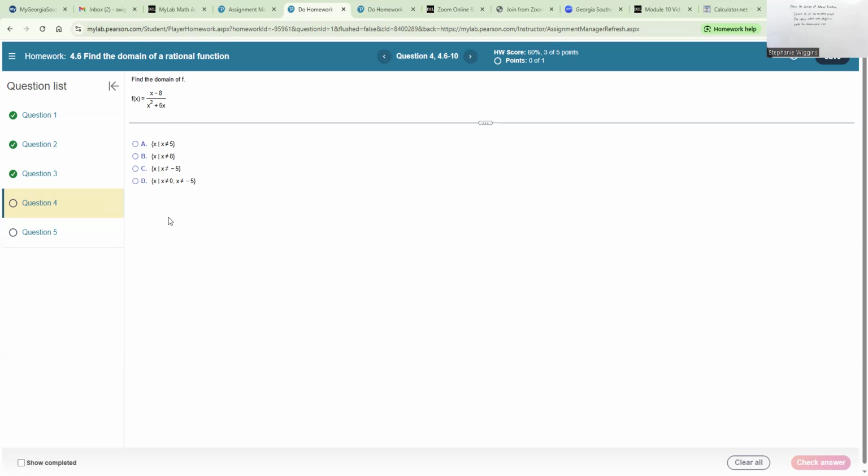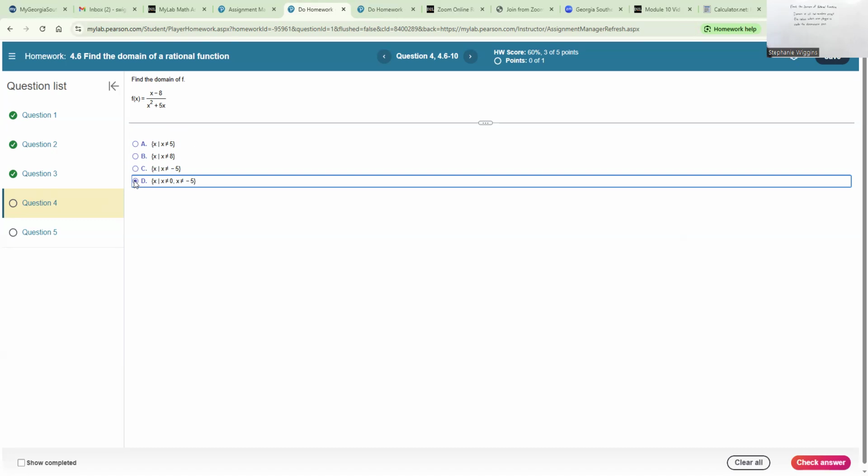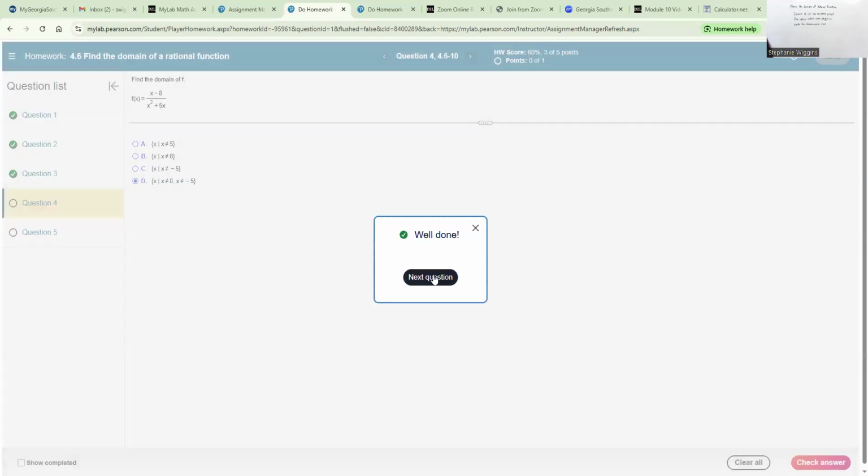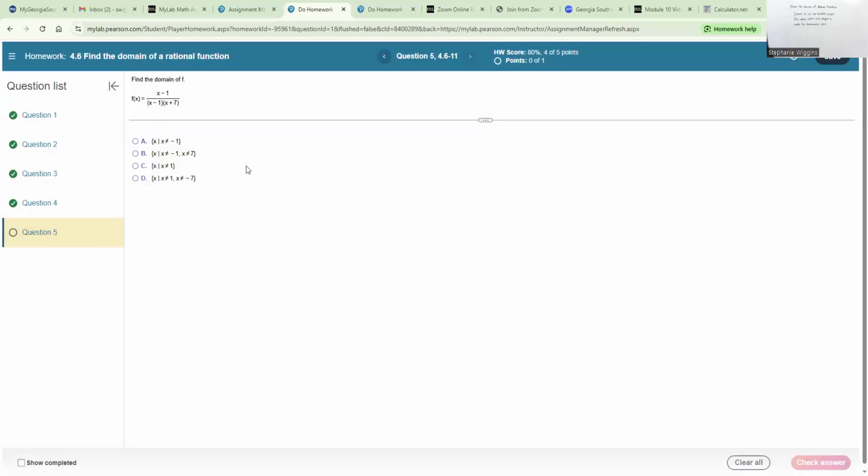So the set of all x such that x is not equal to 0 and x is not equal to negative 5 is the domain for that rational function. Here they have it factored for you. So x cannot be 1 because that's going to make this factor 0, and x cannot be negative 7 because that's going to make this one 0.